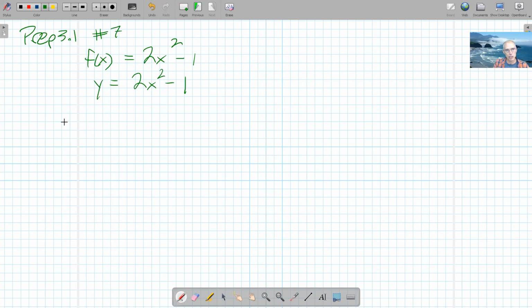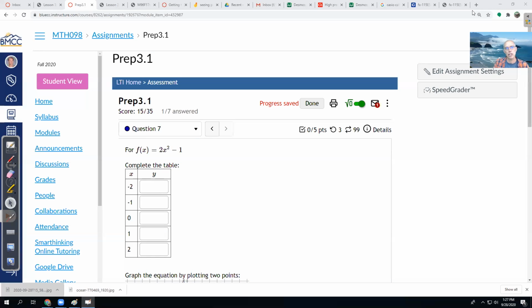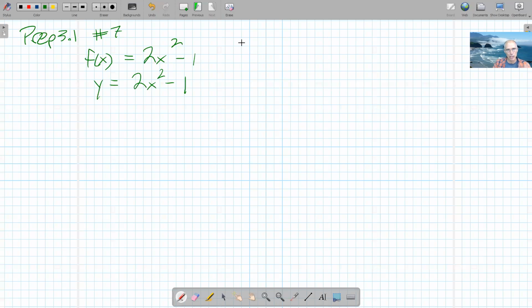And then they asked me to make, let's see, I think they just asked me to make a table and graph it. Yeah, they didn't even ask me what kind this is. What kind is this anyway? Is it linear, quadratic, or exponential? Quadratic. Quadratic, correct. Because of the square right there, it's quadratic.